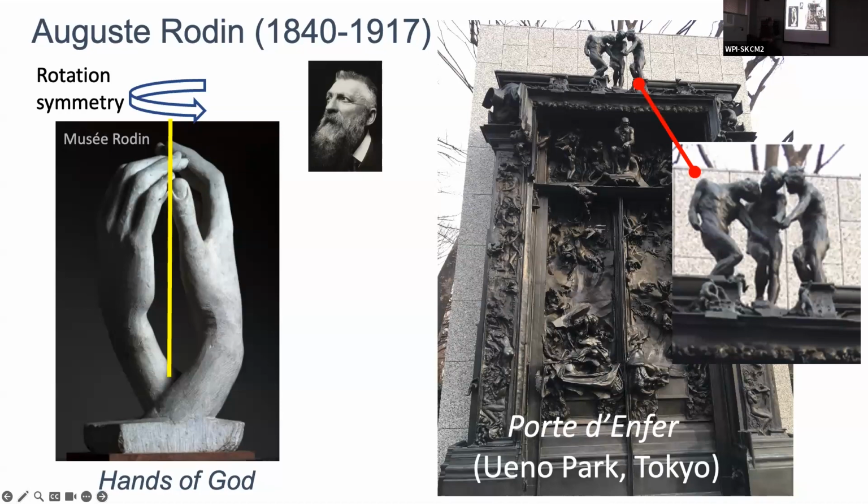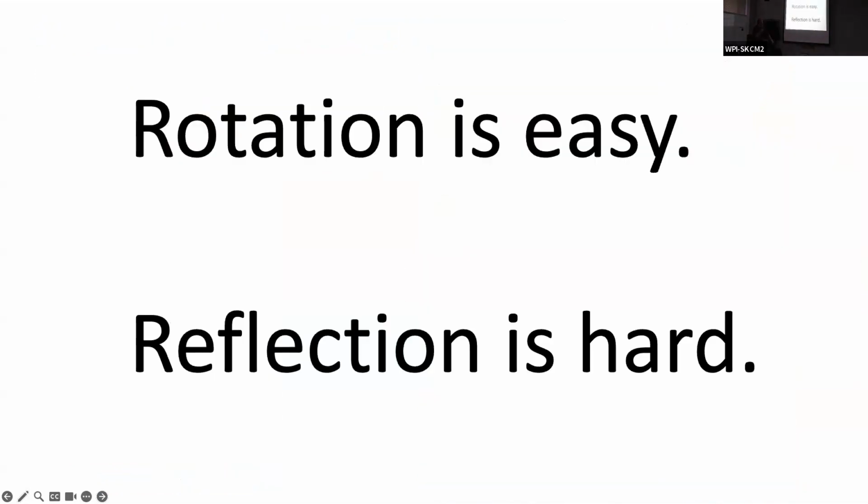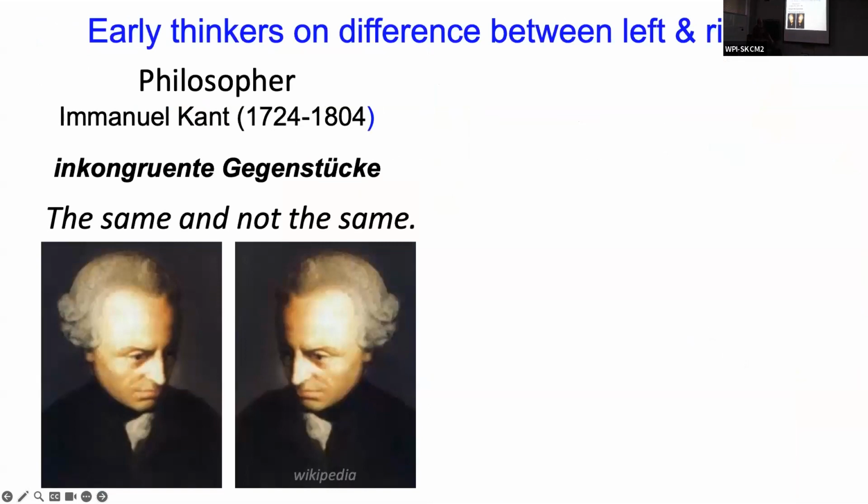It's a big deal. Now, in fairness to Rodin, anybody who casts anything out of bronze 6 meters tall is by definition not really a lazy person. This is definitely hard work. So I call Rodin lazy, but I want to just qualify that he did some hard jobs. Rotation is easy, reflection is hard.